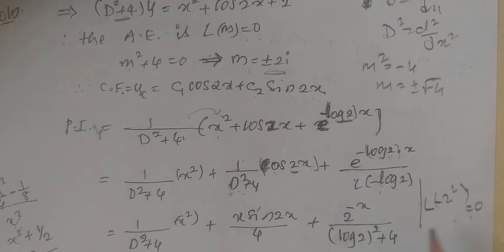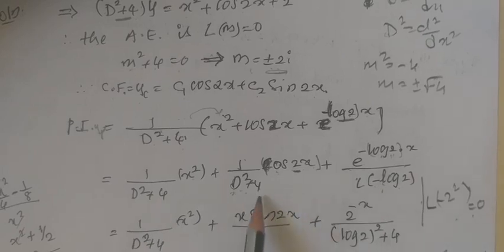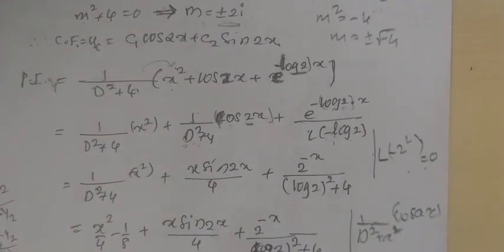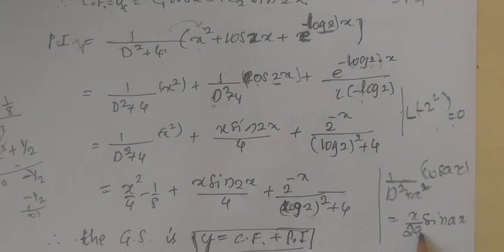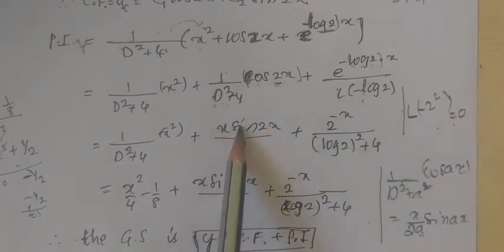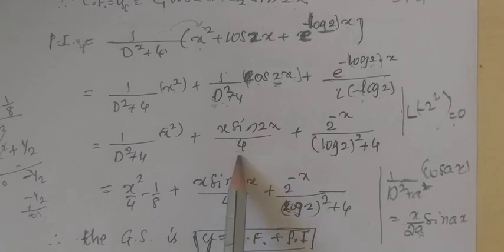In that case we have discussed already one important result: 1 divided by D² + a² of cos ax, if the denominator is 0, directly this result can be written as x divided by 2a times sin ax. So wherever a is there, you substitute a = 2, and accordingly you can write the result as x sin 2x divided by 2 into 2, it becomes 4.